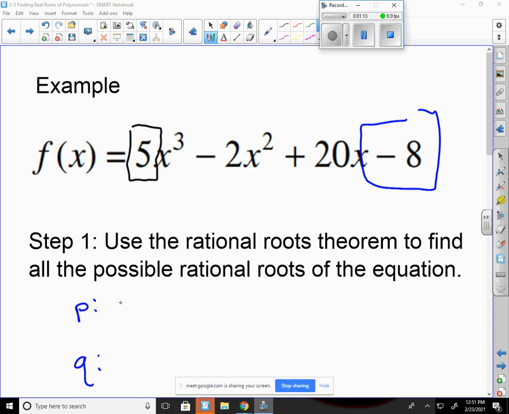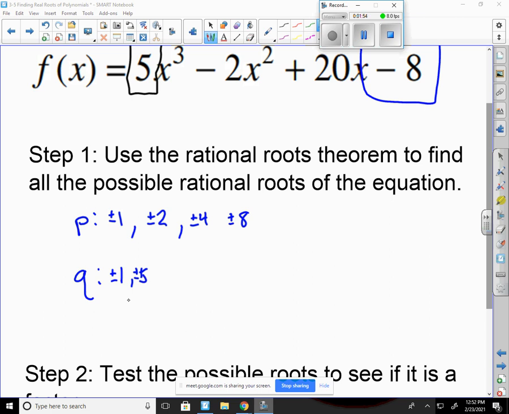What goes into 8? Well, I have 1 and 8. Now, if you remember from yesterday, this could be plus and minus 1, plus and minus 8. What else multiplies to give me 8? Could be 2, plus and minus, and 4, plus and minus. What multiplies to give me Q? That would be 1 and 5, plus and minus 1, plus and minus 5. And that's it. There's nothing else that will multiply to give me this.